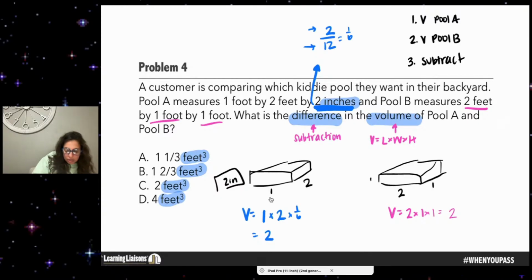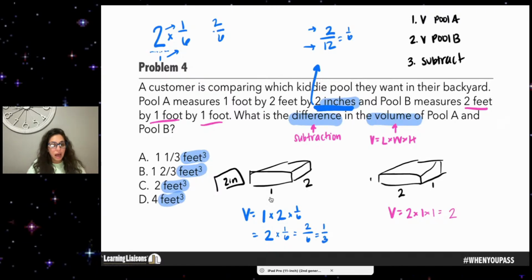So 1 times 2 is 2, times 1/6 equals, when I multiply fractions, I can just multiply straight across. So I'm going to put this over an imaginary 1 because 2 over 1 is the same thing as just a plain 2. So 2 times 1 is 2. 1 times 6 is 6. So this equals 2/6, which is the same thing as 1/3 of a foot. I divided the top by 2 and I divided the bottom by 2.